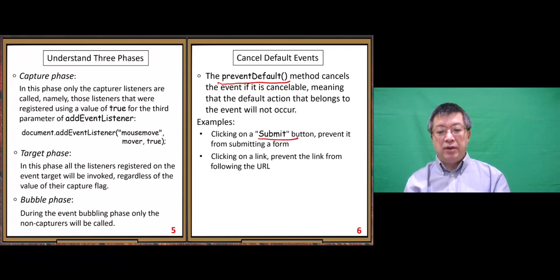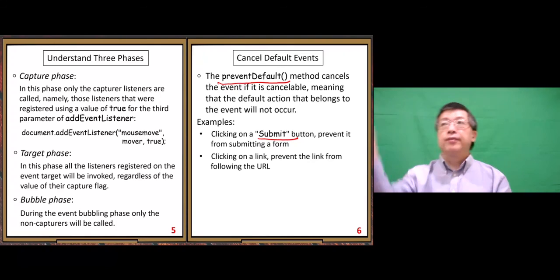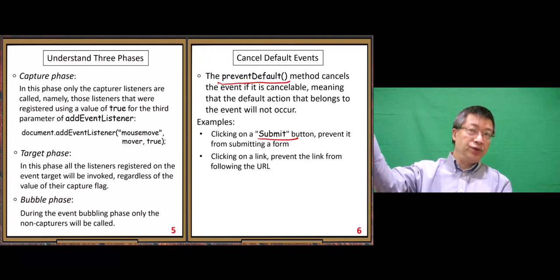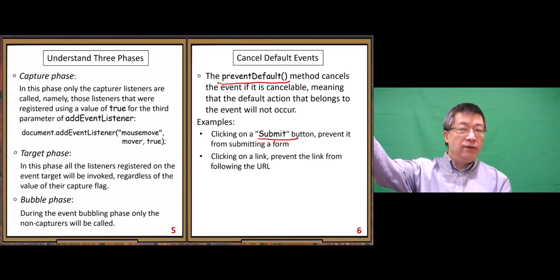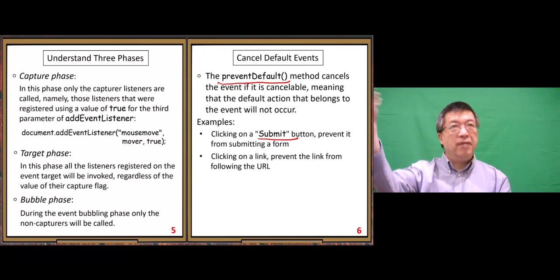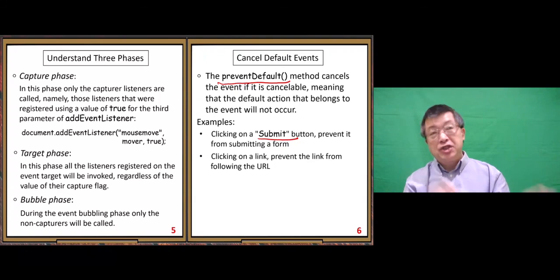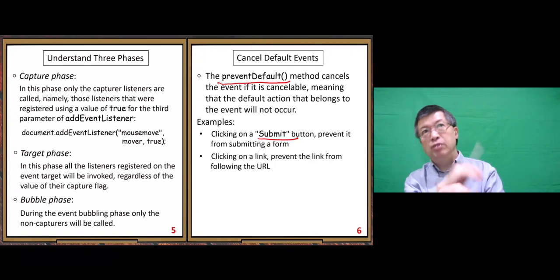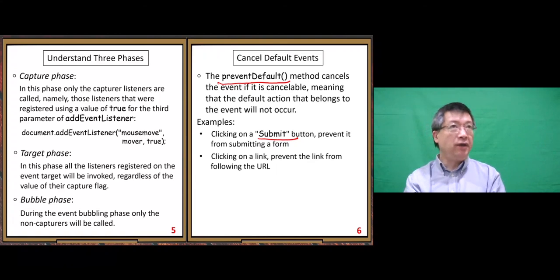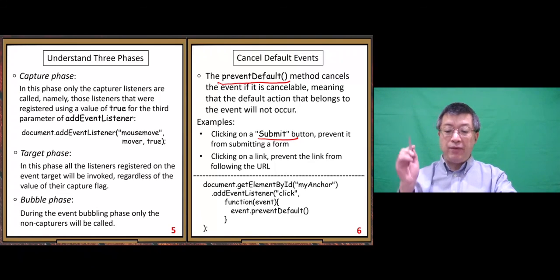The second example, clicking a link. When you click a hyperlink, you go to the URL associated with that hyperlink. That's the default action. But sometimes, for some special thing you detected, you want to disable it. Then you can do it. Here in this example, we can do it.